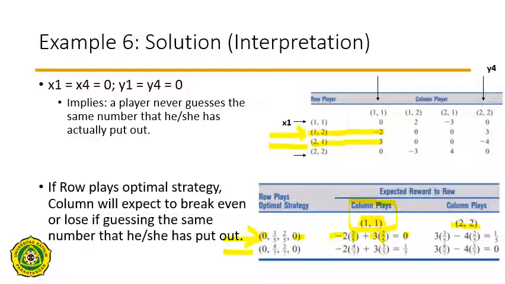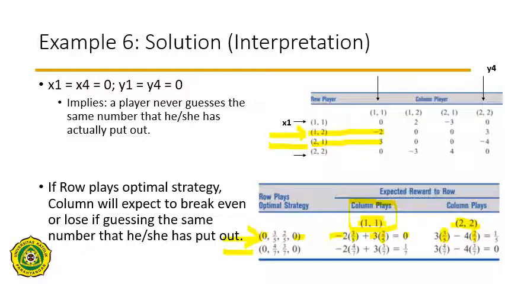Okay, but then against the strategy of 2, 2, first let's break down that 3 over 5. With the probability 3 over 5, the row player will play the second strategy. With the probability 2 over 5, the row player will play the third strategy.